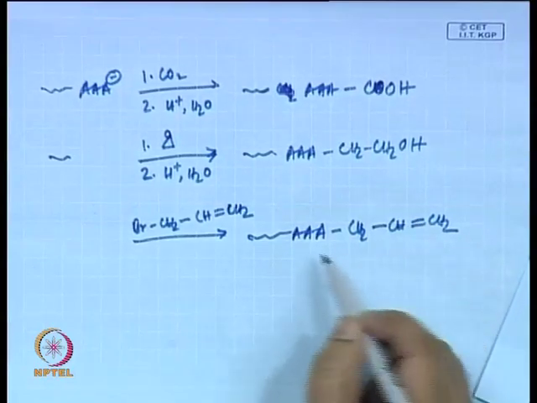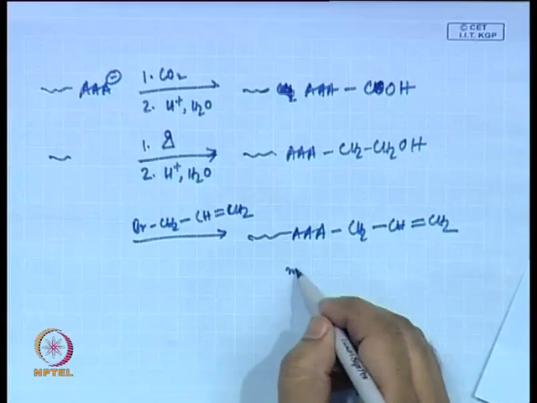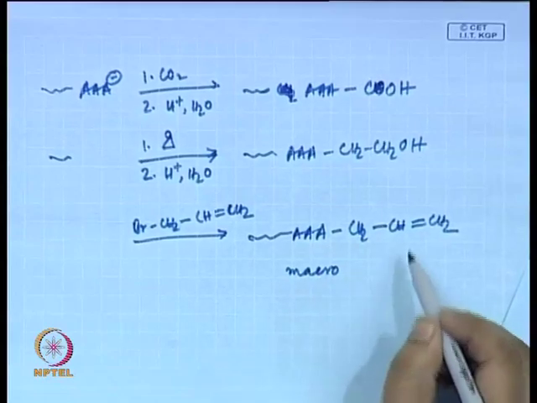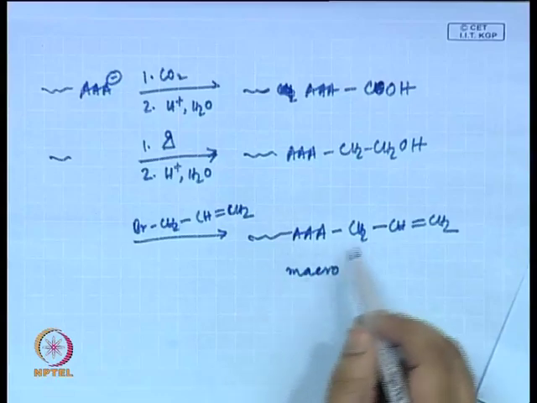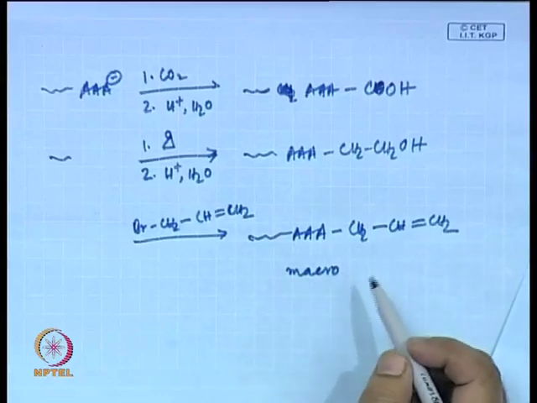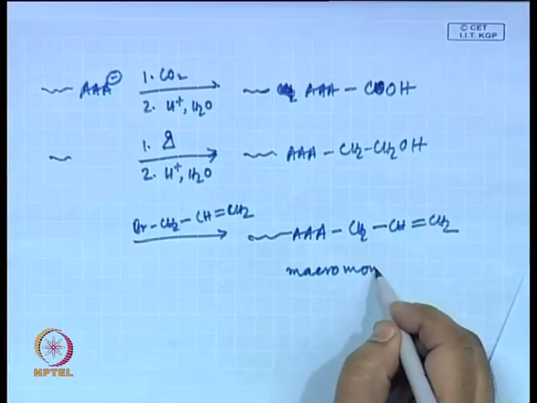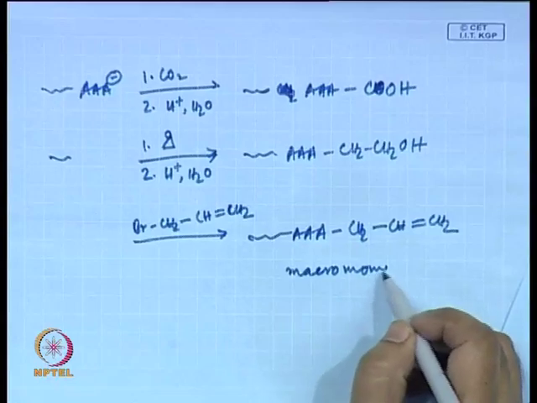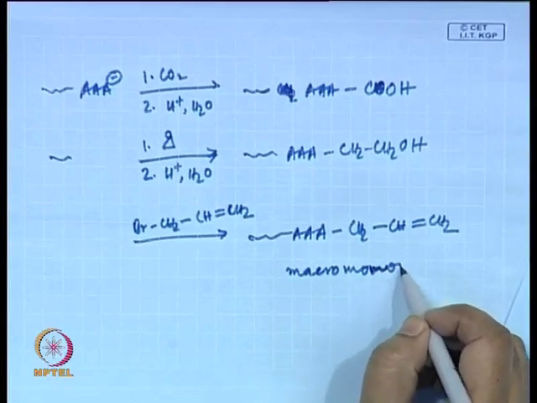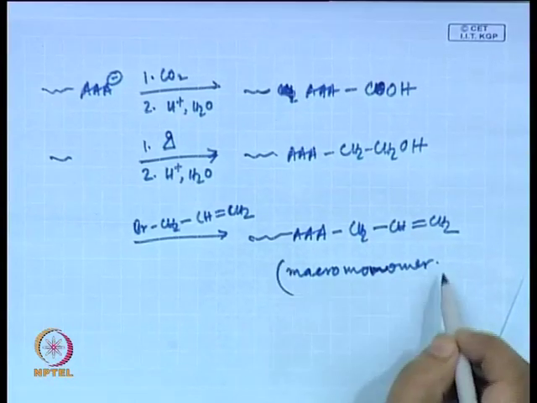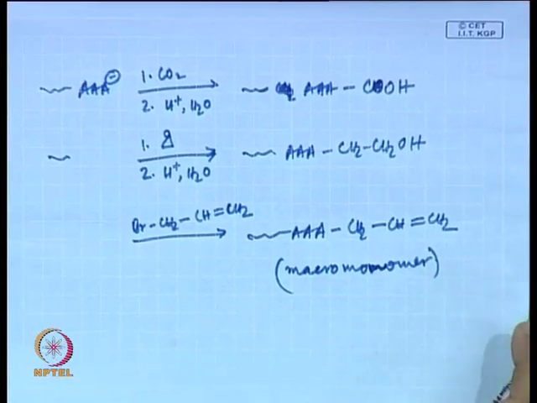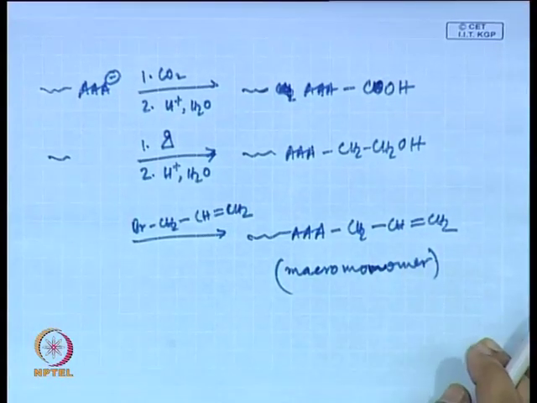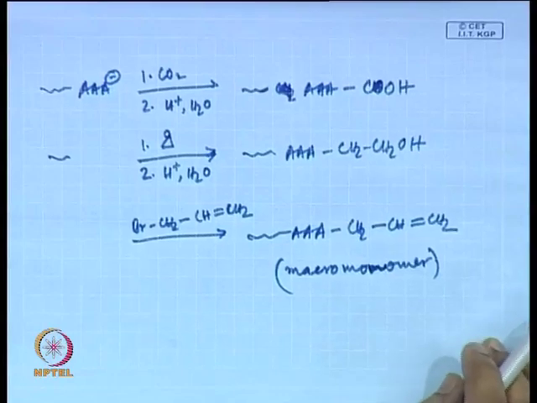This polymer is also known as a macromonomer because it can act like a monomer and start polymerization one more time. So, it is basically a macromolecule behaving like a monomer. So, we often call this a macromonomer. So, you can create macromonomers in this way, which you can utilize for further polymerization.